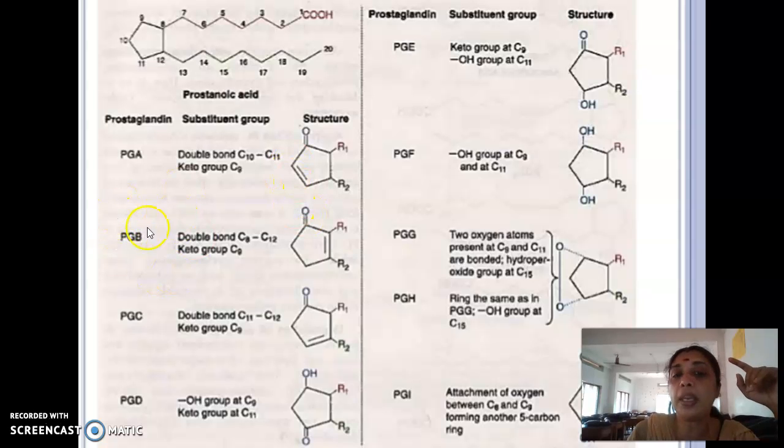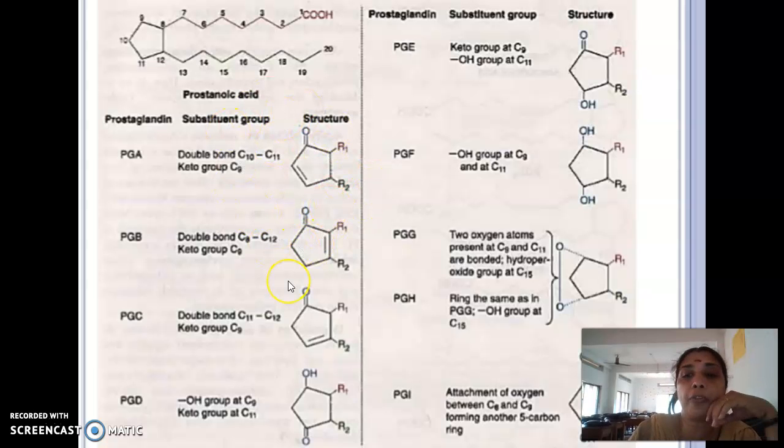In case of PGB, it's different. The position of the double bond is now shifted from the 10th carbon atom to the 12th carbon atom, or it is in between the 12th and the 8th position. The remaining structures remain the same. That is, C1 to C8 is the same, and C12 to C20 is also the same. At C13 there is a double bond. It is not shown here, but there is a double bond, and there is a hydroxyl group on the 15th carbon atom also. Right.